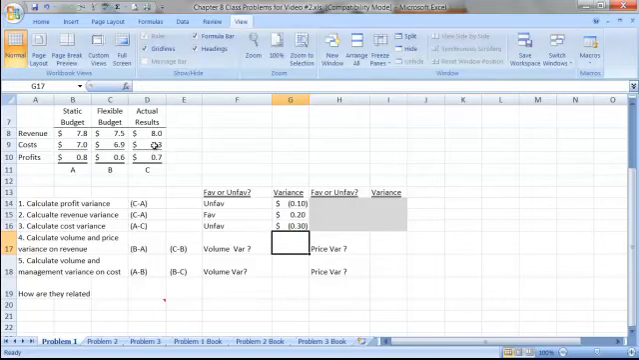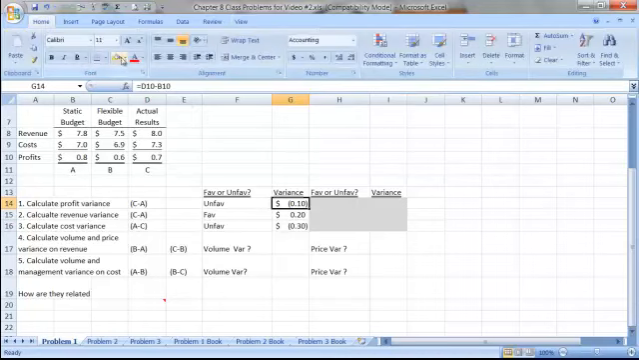Okay, now you'll notice that the profit variance is the total of the revenue variance plus the cost variance. So here was our profit variance of minus 0.1. If you put these two together, you can see that they equal minus 0.1 because the profit variance is this variance plus this variance. So 0.2 plus a minus 0.3 gives us the negative 0.1.